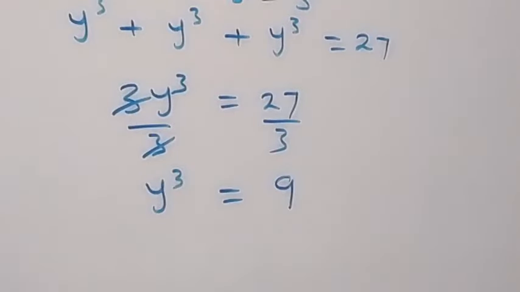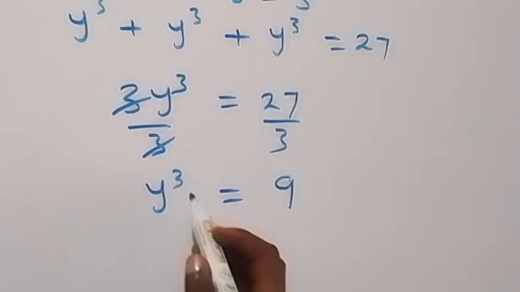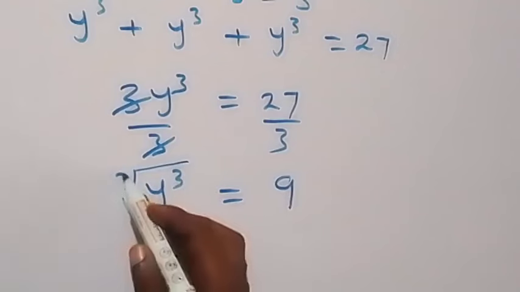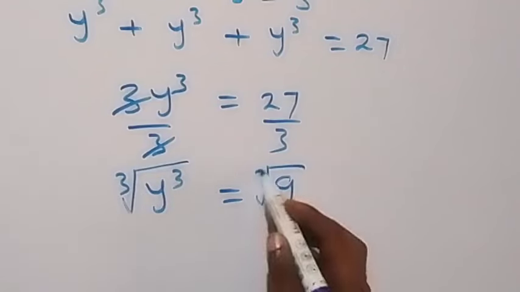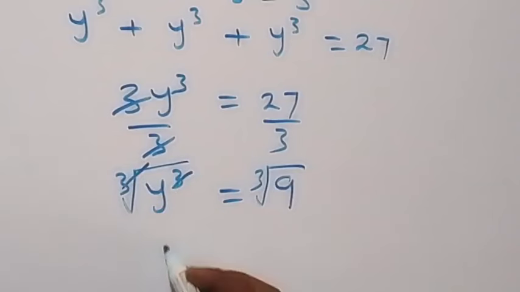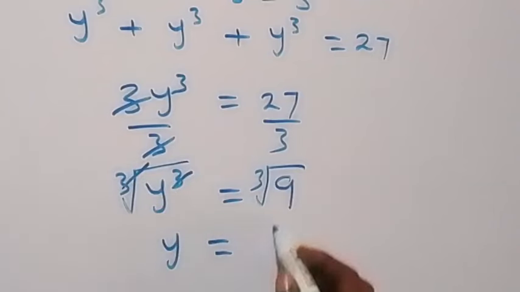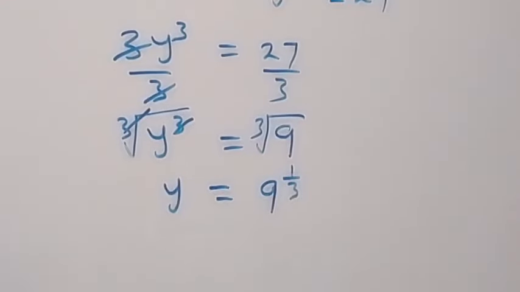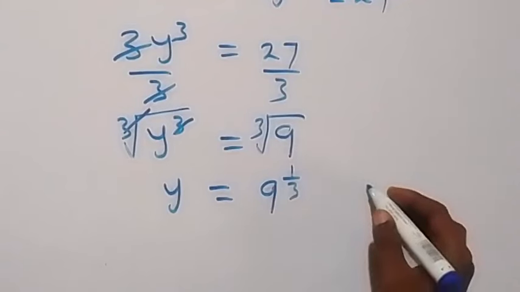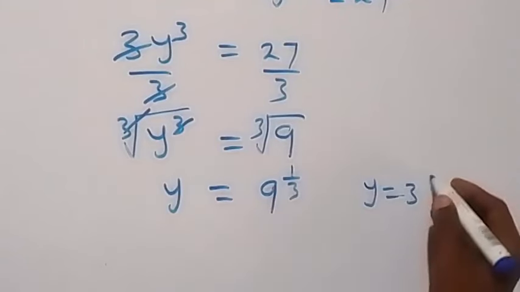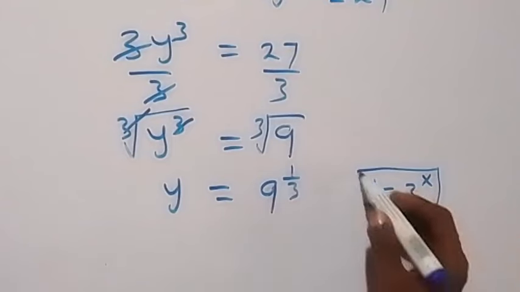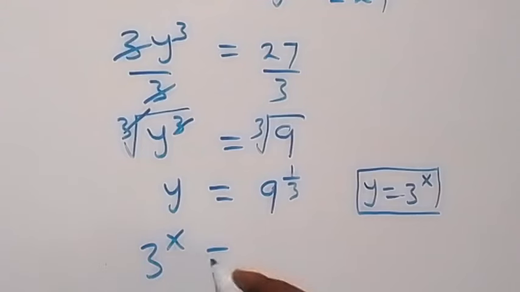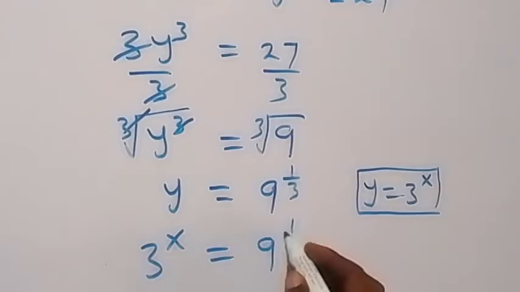So that's 9. Then, since we are finding y, we need to remove this power of 3, and that means we take the cube roots on both sides. We cancel the cube root here, and we are left with y, which equals 9 raised to the power 1 over 3. And let's recall that we represented y as 3 raised to the power x. So when we substitute that here, 3 raised to the power x will equal 9 raised to the power 1 over 3.